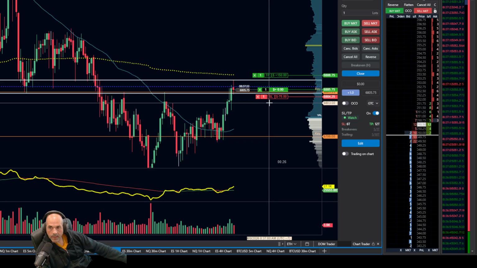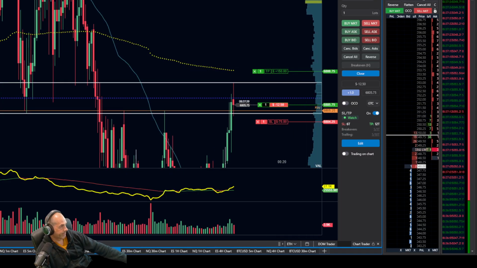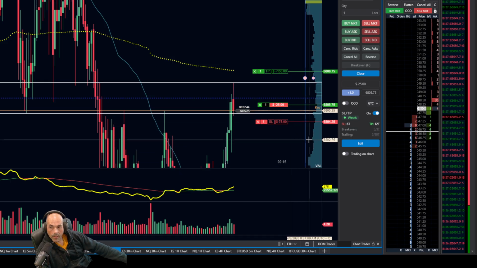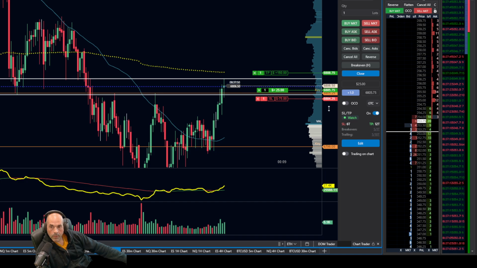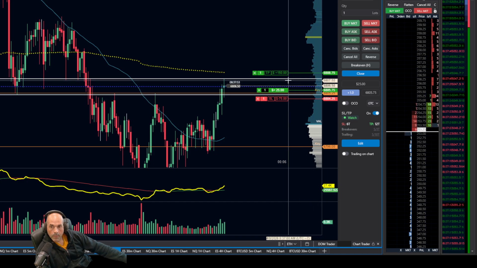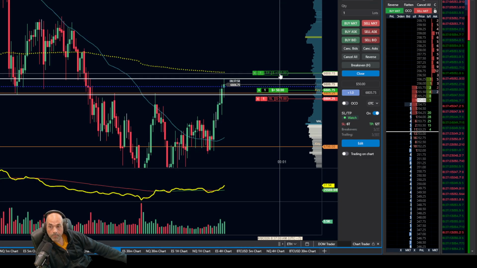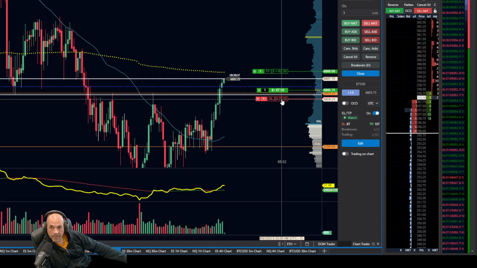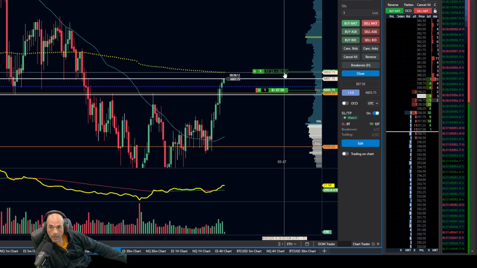I want to see that buy block hold. There we go. Come on. Hold it. Push it up. Come on, let's get to that VWAP. There we go.